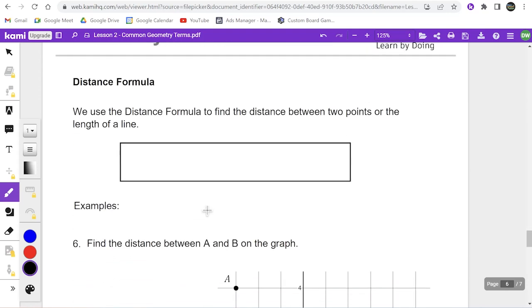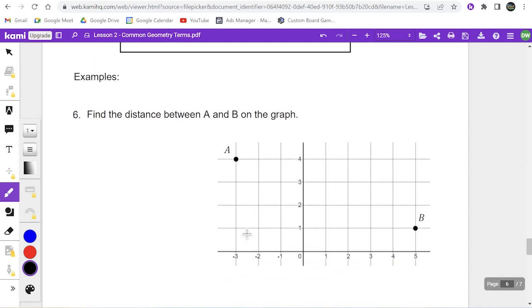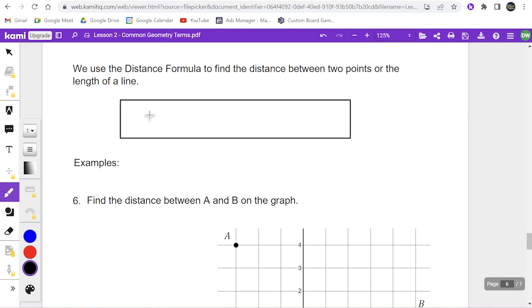And the last new topic we're going to talk about today is the distance formula, one of the most important formulas in all of geometry. So the distance formula is going to be a way to find the distance between 2 points or 2 dots or lines or whatever. So just look at here, you have A to B. We're going to find this distance in problem 6, but we need a formula.